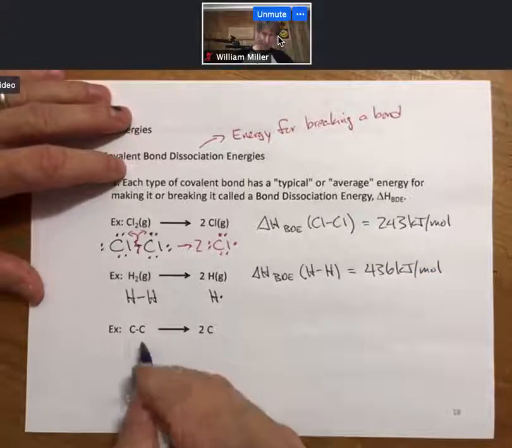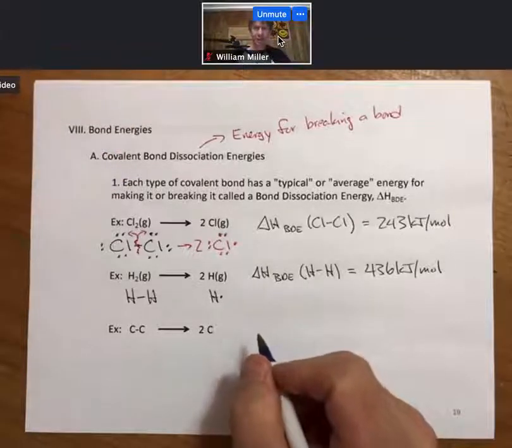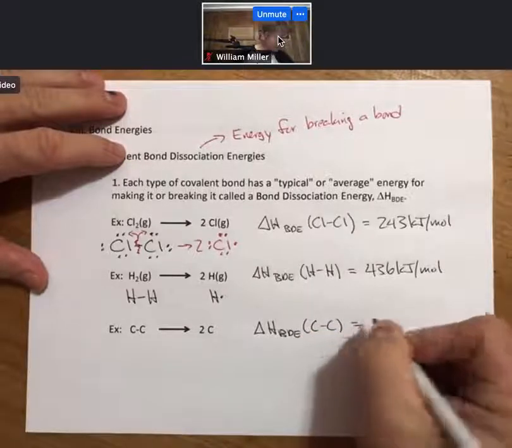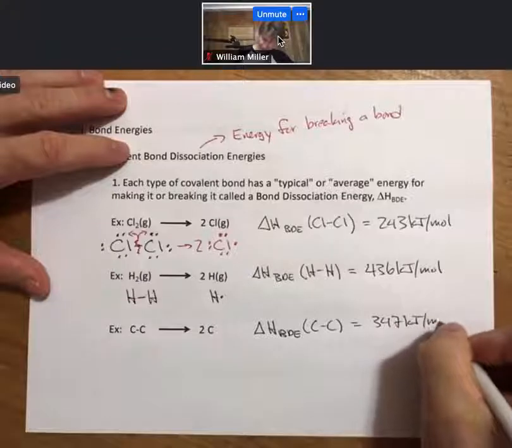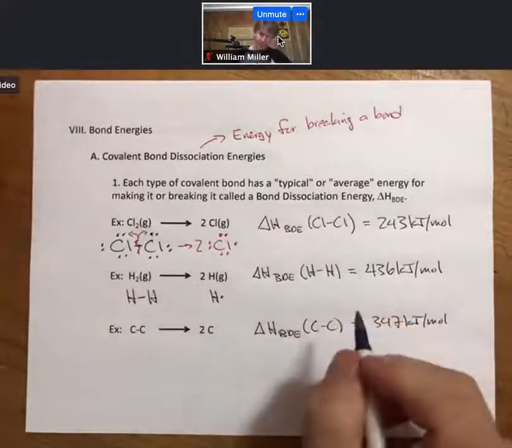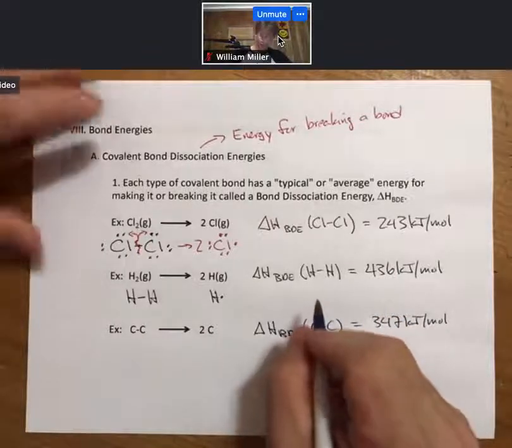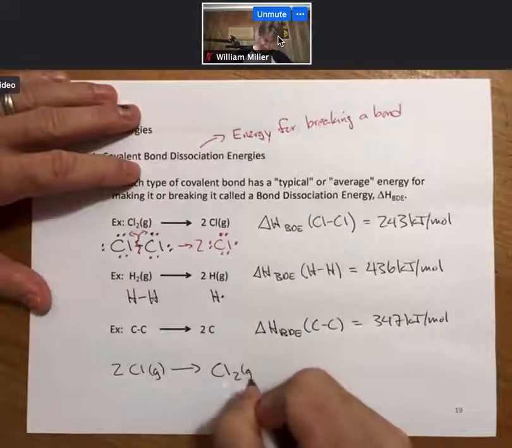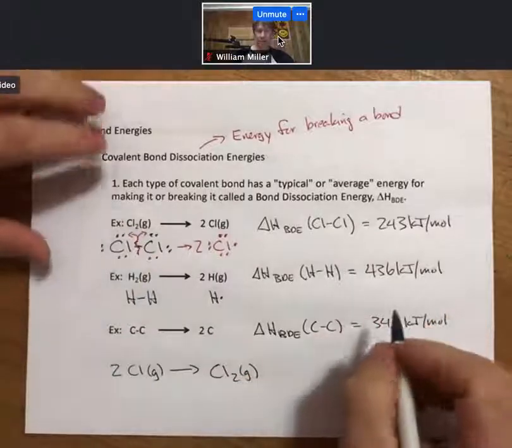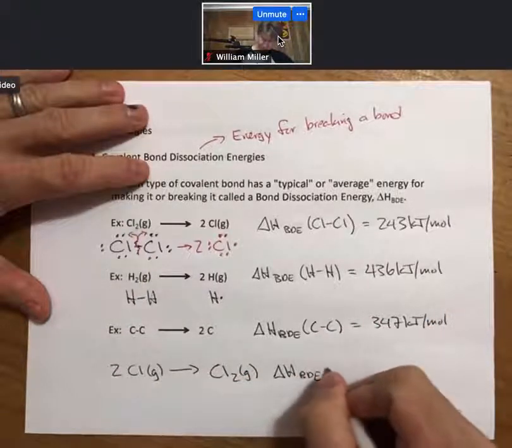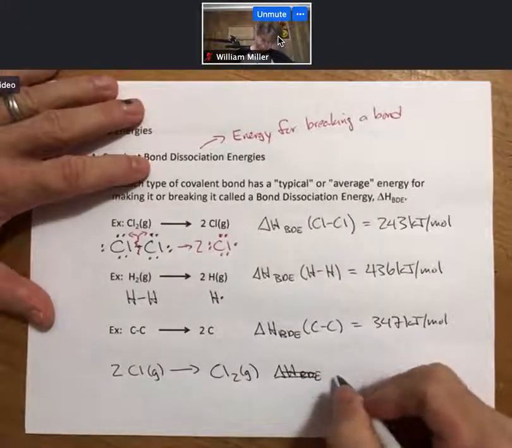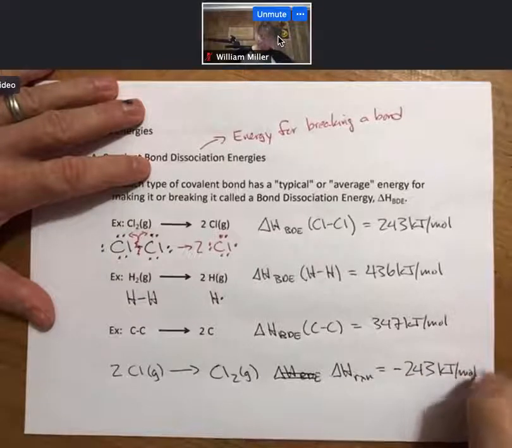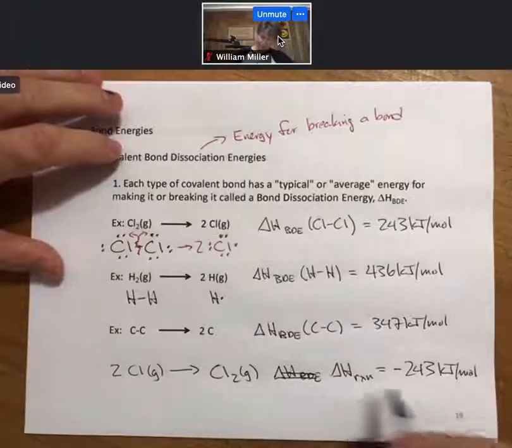And then you can start to do carbon-carbon single bonds. And actually, delta H BDE for a carbon-carbon single bond should be 347 kilojoules per mole. And again, all of these processes are for breaking bonds. If we wanted to take two chlorines and make them back into a Cl2, so make the bond, all this does is flip or reverse the reaction reactants and products. And, oh, we can't call it BDE anymore. We just have to call this delta H reaction since it's the opposite. And it's going to be minus 243 kilojoules per mole because we changed the sign.